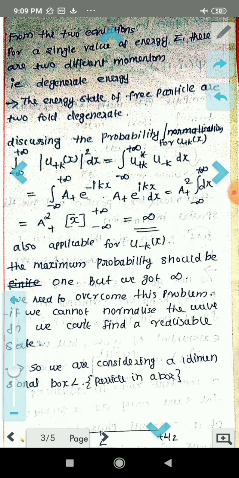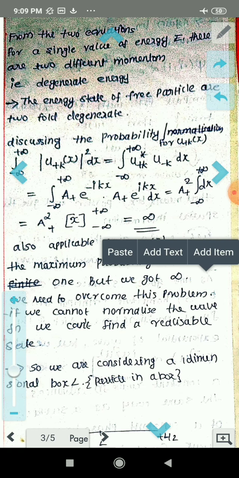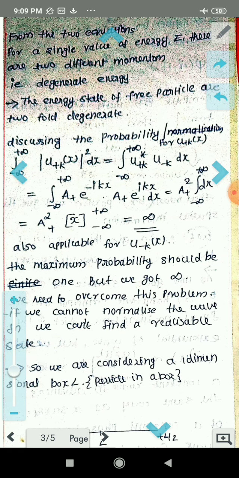Okay, now we are going to discuss the probability. We got two wave functions, isn't it? One is for plus k and the other is for minus k, and we got the corresponding momentum. But the energy is the same, so we know that it is degenerate. Now we are discussing the probability of this wave function, or we are going to normalize this wave function.